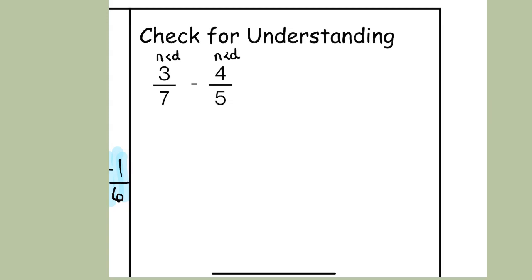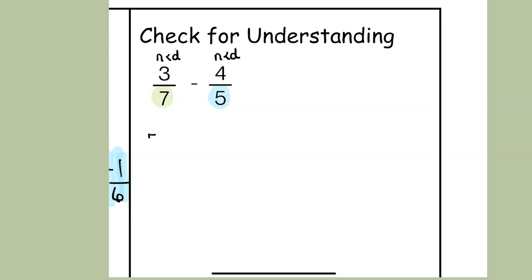Now we're looking at the denominators. The denominator here is 7. The denominator here is 5. So I can see that those are different. That means step number 1, make them the same. How do we do that? We do that by finding the least common multiple.